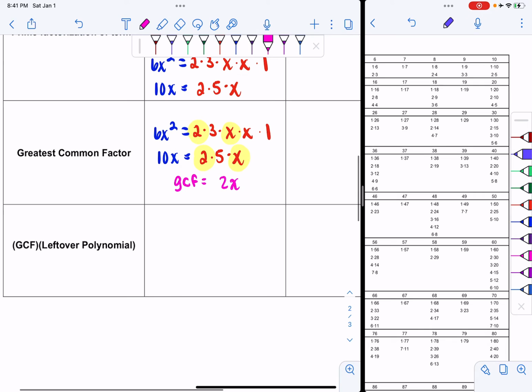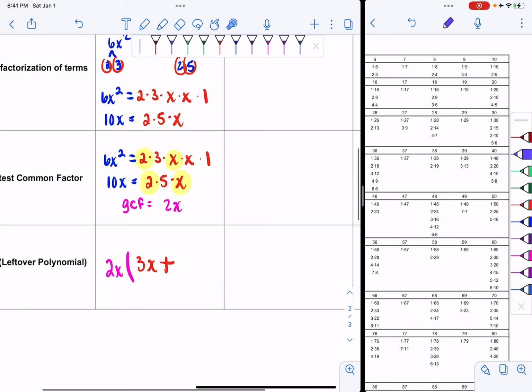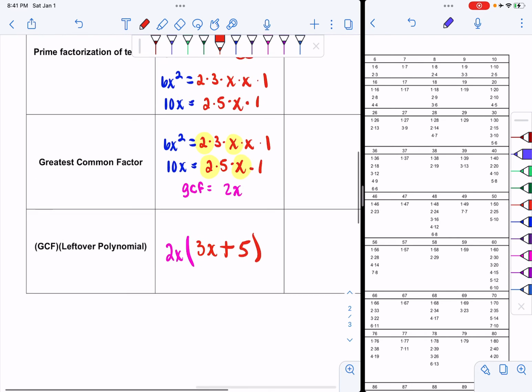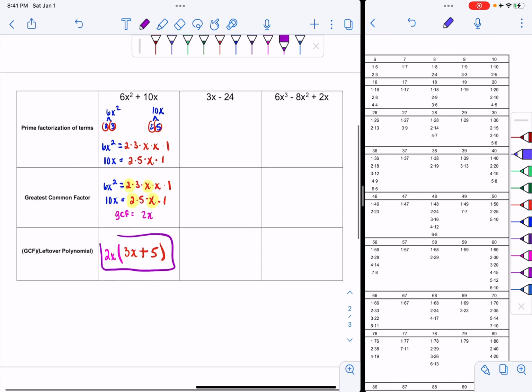So I would then write this as 2x, and now I'd write my leftover. If I look at my first term, I have 3 times x, which is 3x, times 1, which is just 3x. So I have 3x, and then I have a plus, and then my leftover here is just a 5. Oh, I forgot to put a 1. Well, 5 times 1 is just 5. So my final answer would be 2x times (3x plus 5). And that's how I'd write this in factored form.